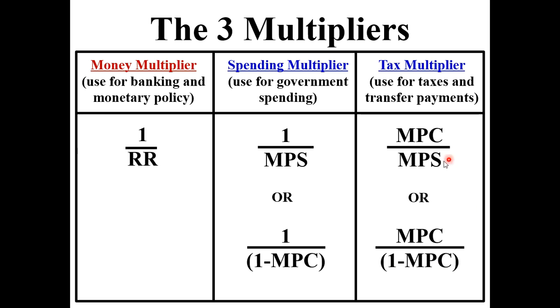And don't forget, there's a trick. If you know what the spending multiplier is, the tax multiplier is always going to be 1 less than the spending multiplier. All right? Those are all the big ideas from units 3 and 4.